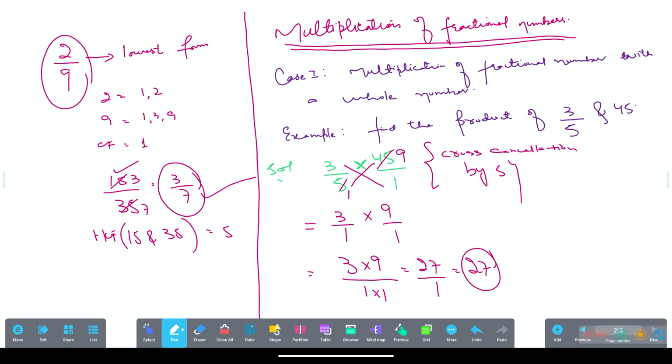Now this is the first case where we have taken a fractional number to be multiplied with a whole number. Whole number here was 45. So this was the whole number and this was the fractional number. So it's very simple. I will take the second case here. Second case, I am coming to the next slide. Second case I am taking now.